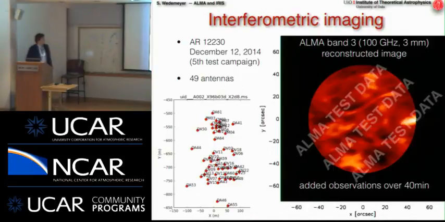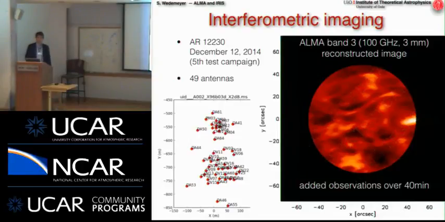This is now a first result from a commissioning experiment from December. There was an active region that was observed. On the left here is the antenna configuration, so it's rather compact. And I have to put over this ALMA test data here, because this is commissioning data, and they have a very strict data policy. But I trust you to remove this, so you can see something. And this is the first test.